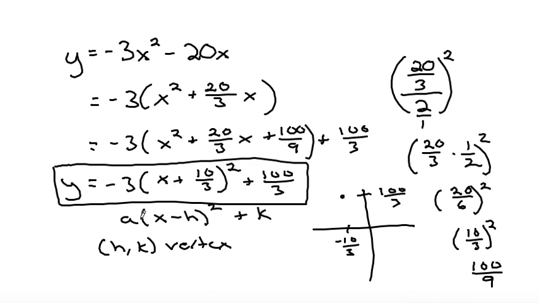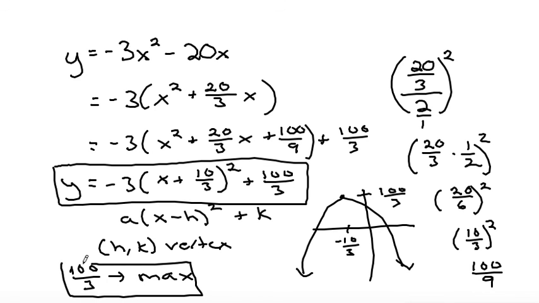And so this would be our vertex point. When our a is negative, as in this case, the parabola opens down. So the parabola is going to look something like that. That's just a sketch. And so that means that this vertex point is our maximum, not the minimum, because when the parabola faces down, it makes the vertex a maximum. So that means that 100 over 3 would be the maximum. And if we wanted that as a coordinate, we would write it as negative 10 over 3, comma 100 over 3.